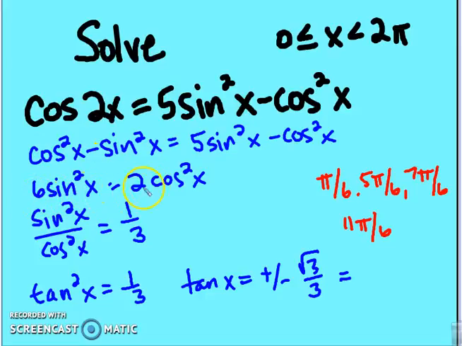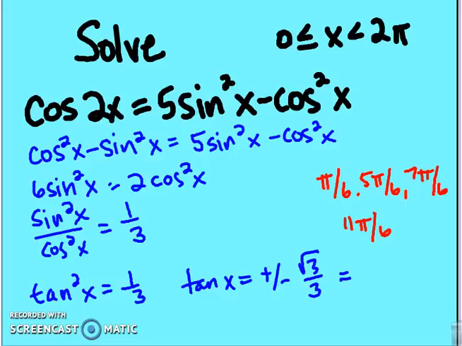6 sine squared x is equal to 2 cosine squared x. I'm going to divide both sides by cosine squared x and then by 6. I end up with tangent squared x is equal to 1/3. Take the square root of that value. Tangent x is equal to plus or minus square root of 3 over 3. And then I end up with pi/6, 5 pi/6, 7 pi/6, and 11 pi/6 as my answer.